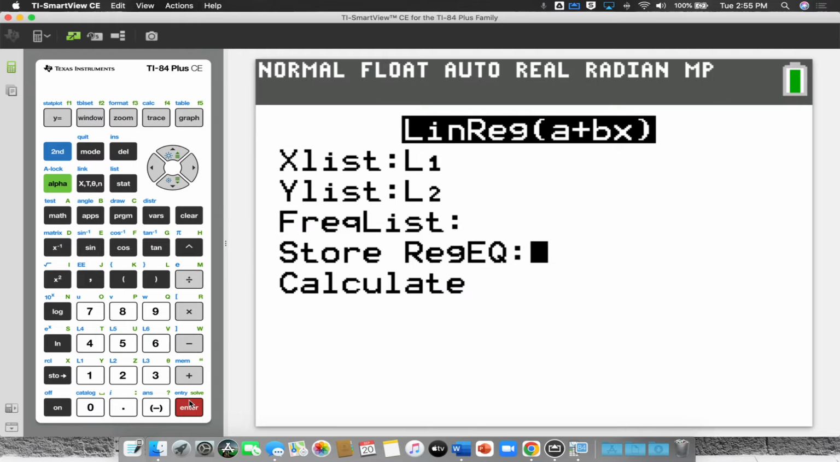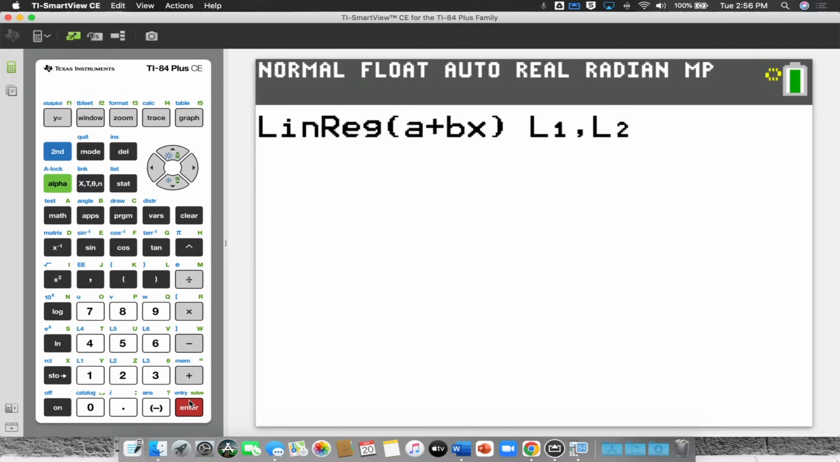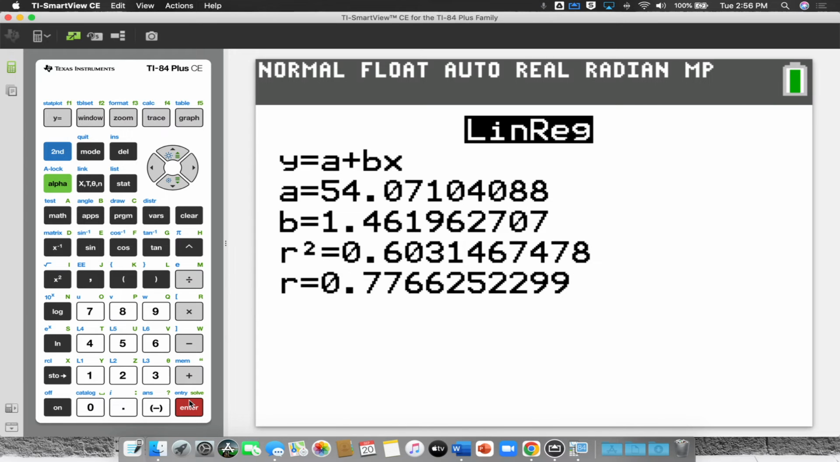So just keep hitting enter. See where it says store reg equation? When you hit enter, it doesn't seem like it does anything, but it actually stores it in its memory. So when I hit enter, it's going to remember all of the numbers that it shows me right now. I already wrote down these numbers, so I don't need to write them down again. But it was important for the calculator to remember them. Okay. So once you've done that, now we're going to go back to the actual list.